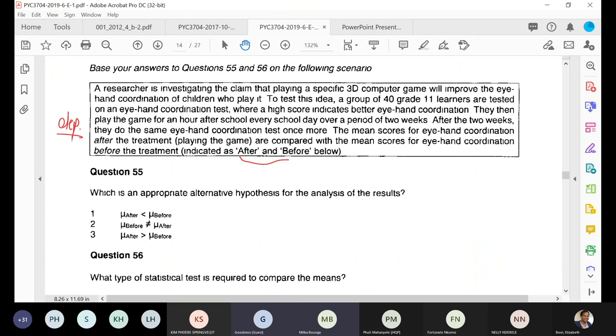Yeah, I agree. It can be number two because the paragraph does not speak about difference. It only speaks about improving. There's nothing about difference. Number two also. It is number three. I don't know. You know what? English confuses me. Look at the last sentence. It says the mean scores for eye-hand coordination after the treatment, which is playing the game, are compared.